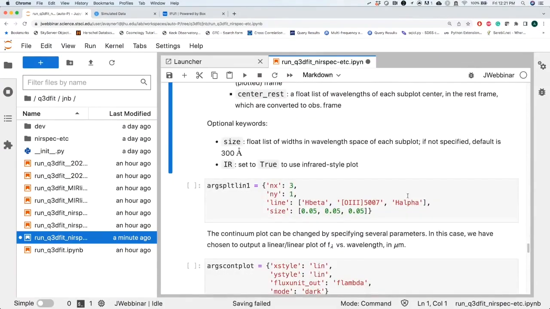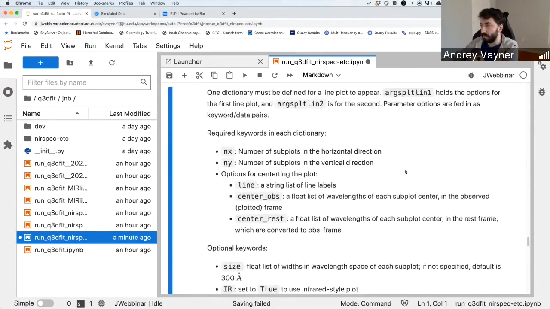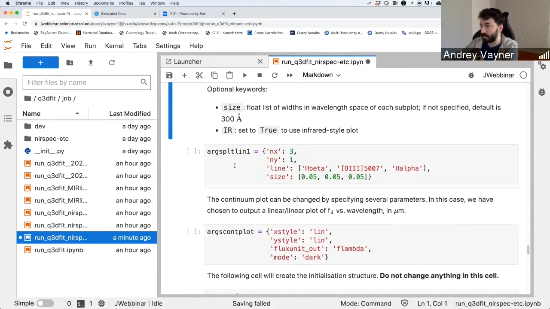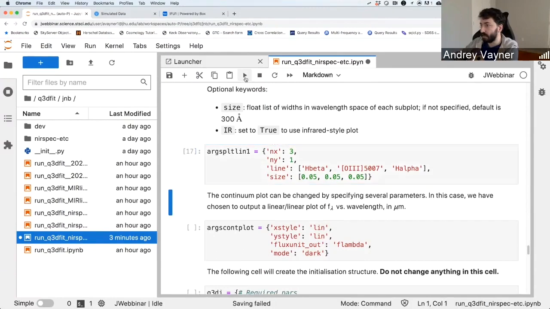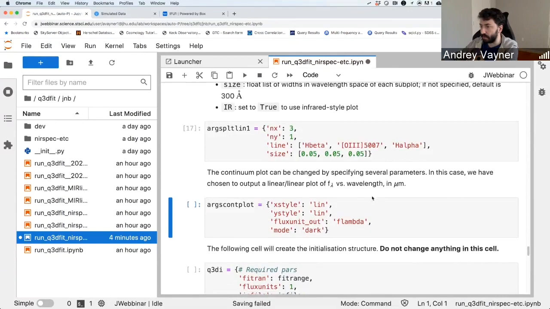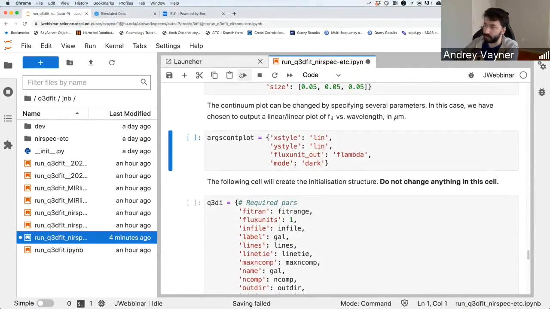Right. So the next portion is we're going to set up the plotting parameters. In this case, we just want to plot the 3 emission lines that we are fitting, in a 3x1 window, and H beta, oxygen 3, and H alpha are the 3 lines. So we're trying to plot and see how well the fit did there. And then we're also going to plot the best fit quasar plus broad emission line fit as well, and try to see how that got subtracted out.